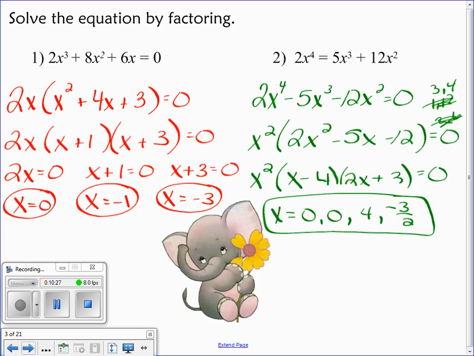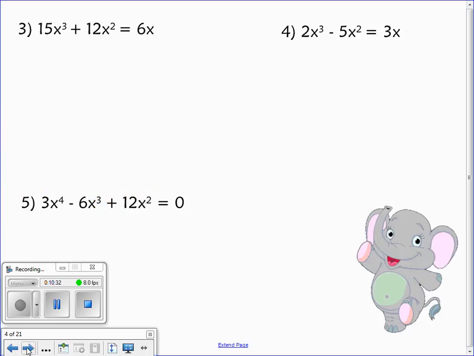All right, how are we doing so far? Pretty good? They're cute, aren't they? Yeah, you guys want to try 3? Yeah, try 3 on your own. We'll see how we do.